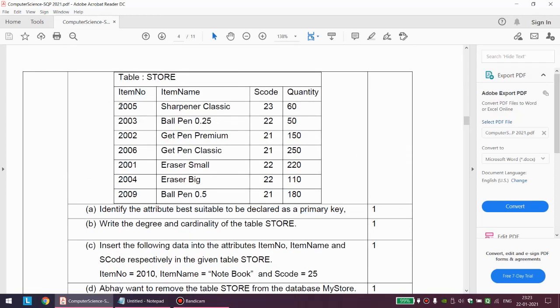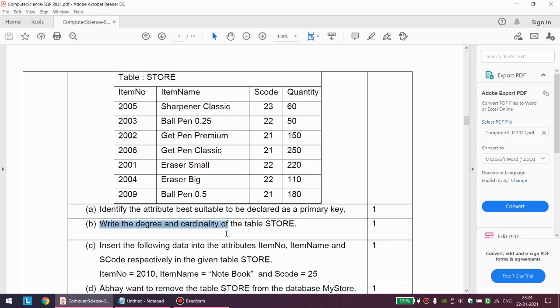If the question is asked which are the attributes that can become a candidate key, I think the answer can be item number and item name. If the question is asked which attribute can become the alternate key, I think item name is that candidate key which could not become the primary key, so item name would be the alternate key.